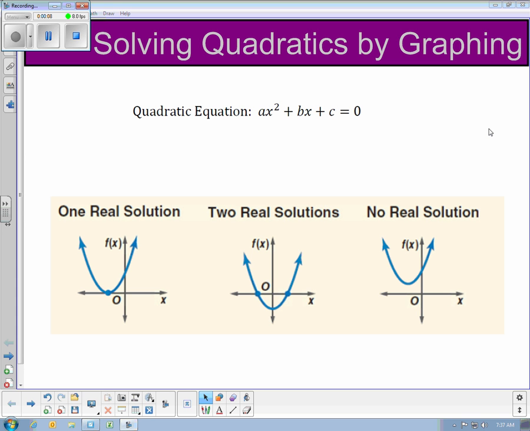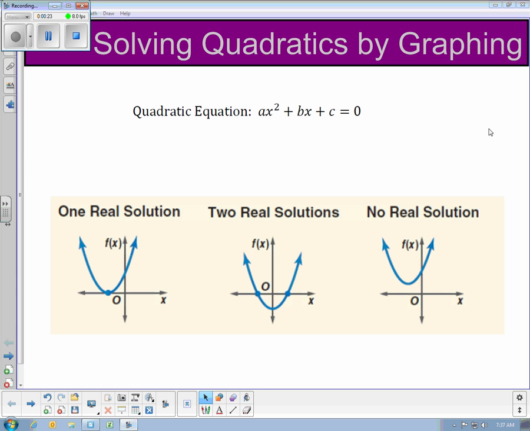So yesterday we looked at graphing a quadratic equation and how we find the vertex and find the axis of symmetry and make the graph on a coordinate plane. Today we're going to look at where the solutions are once we make that graph.